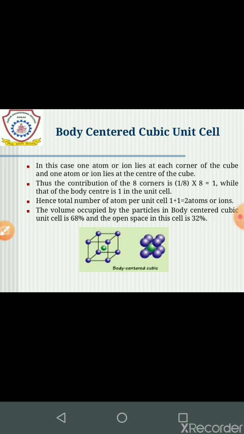The other important parameter: the volume occupied by the particles in the body-centered cubic unit cell is 68%, whereas the open space in this cell is 32%.